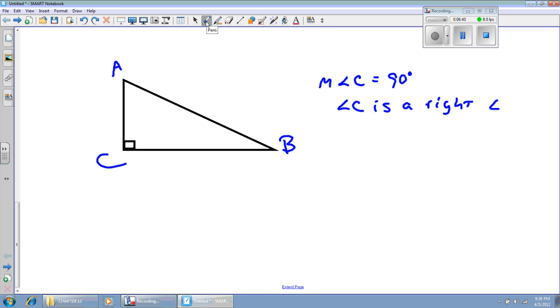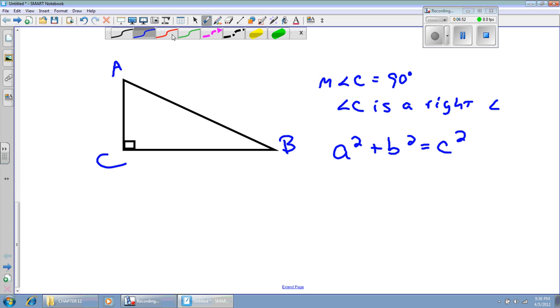Now, please, please, please be careful. Remember, the formula is a squared plus b squared equals c squared. I have to warn you right now, I've been teaching a long time, and I want to tell you, C is not always the side you're looking for. You are not always looking for C. Did I say that enough times? C is not always the side you are looking for.